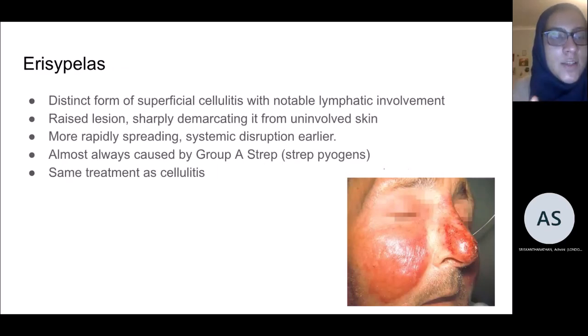Now, erysipelas, that is a form of cellulitis that's more superficial, and you will get lymph node involvement. What you tend to get is these raised erythematous lesions that are well demarcated. Sometimes it will spread quite quickly, causing systemic involvement. And you treat it the same way that you would any other form of cellulitis.